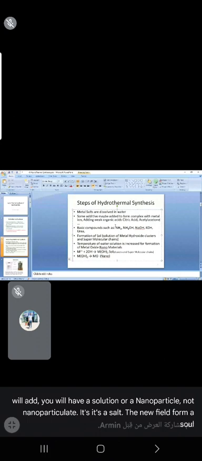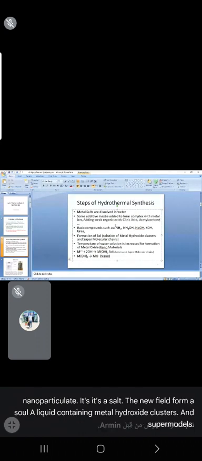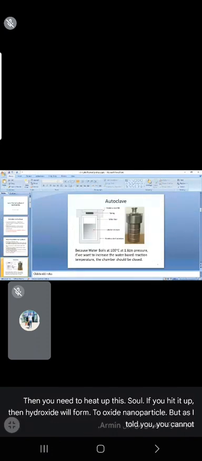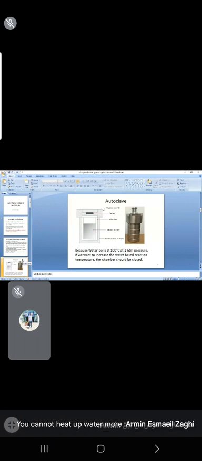A liquid containing metal hydroxide clusters and supermolecules, which is called a salt. Then you need to heat up this salt. If you heat it up, then hydroxide will form oxide nanoparticles. But as I told you, you cannot heat up water more than 100 degrees.